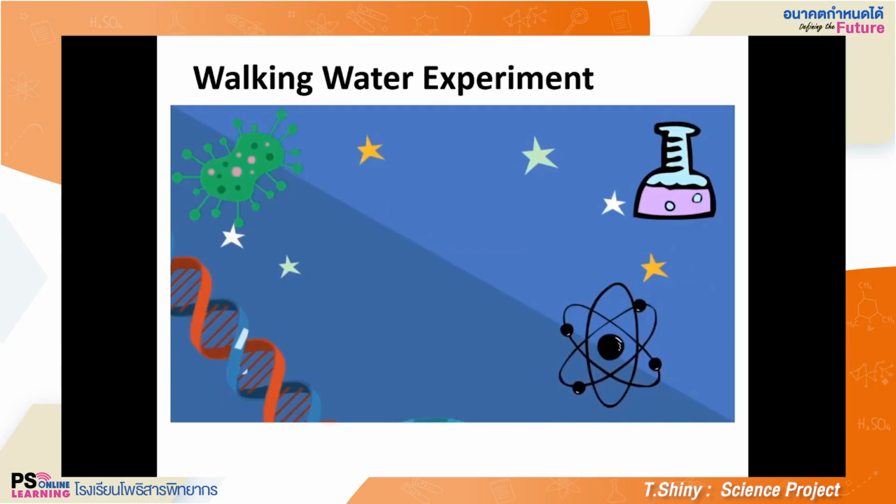For this video regarding the walking water experiment, you will have an idea of the three types of variables. Now, I want you to look at the video carefully and understand the explanation that is shown by this video.